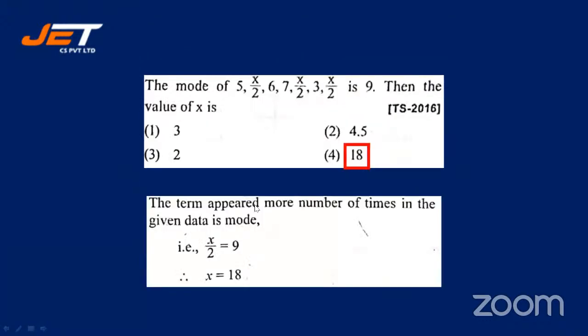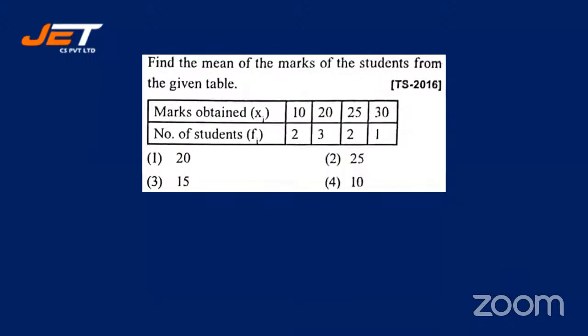See, the term that appears the most number of times in the given data is the mode, isn't it? So x by 2 is the often repeated one. Is it clear? Out of all the data, the one repeated the maximum number of times is x by 2. So x by 2 is 9. Cross multiply, x is equal to 18. All right, students? Yes.